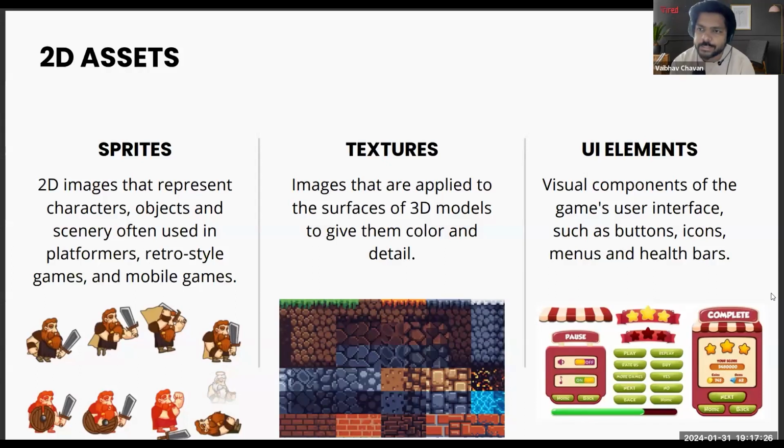Number one is sprites. Sprites or images, whatever you can call it. These are 2D images that represent characters, objects, scenery, used in 2D games, majorly in platformer games. If you are not really familiar with platformer games, Mario is a classic example of a 2D side scroller platformer game. And in this example also, you see there's a character and there are different positions of that particular character.